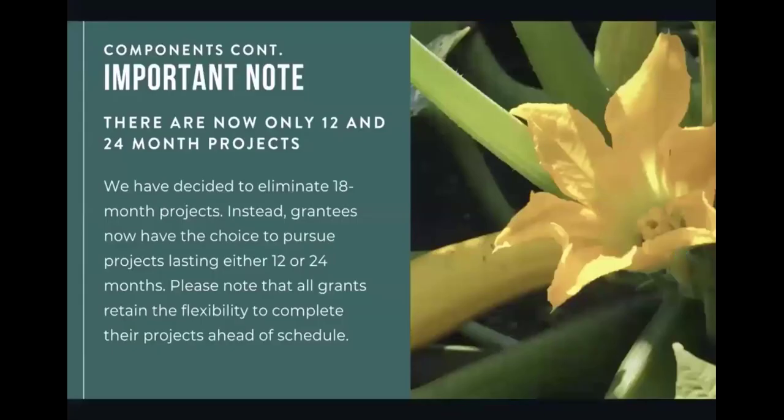Okay, so this is a really important note. There are now only 12 and 24 month projects. We have decided to eliminate 18 month projects. Grantees will now have the choice to pursue projects lasting either 12 or 24 months. Note that all grantees retain the flexibility to complete their projects ahead of schedule. In the past, we had our 18 month projects that you could gear your programming around, but this year we are only allowing 12 and 24 month projects.